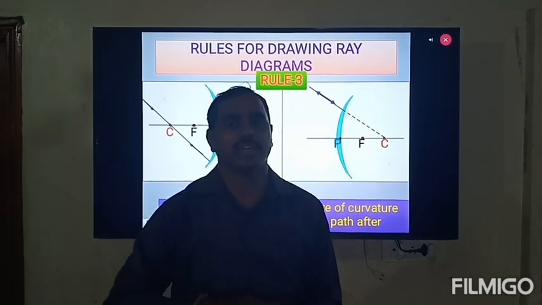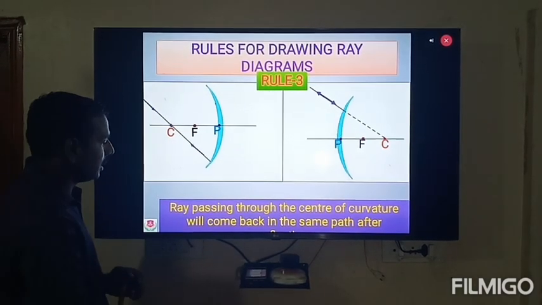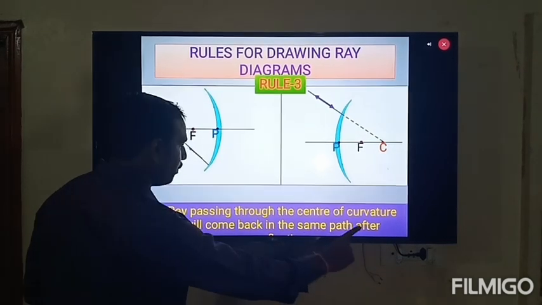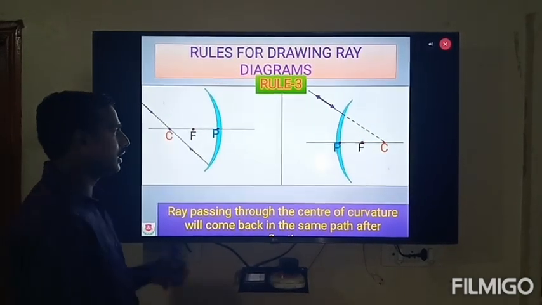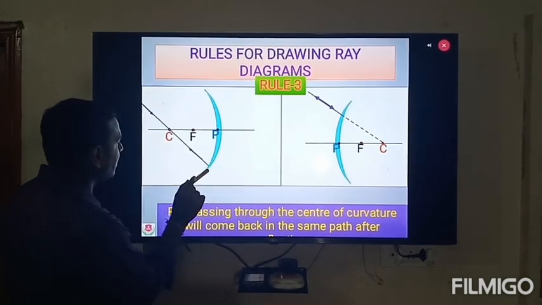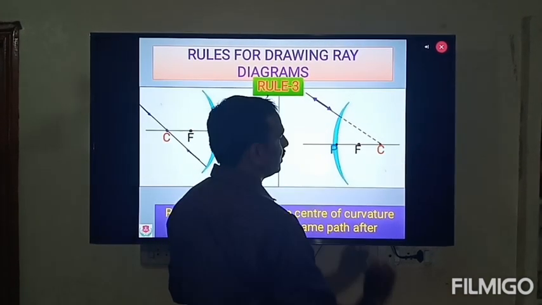What is that? Same 90 degrees. So compulsorily it traces the same path only. That's why the ray passing through the center of curvature will come back in the same path after reflection. In both the cases we are observing, here it is coming in through the center of curvature and going back into the same path. Here also it is tracing the same path.